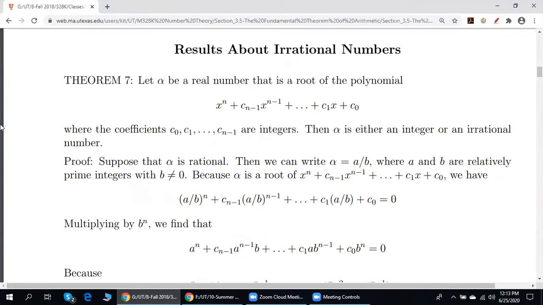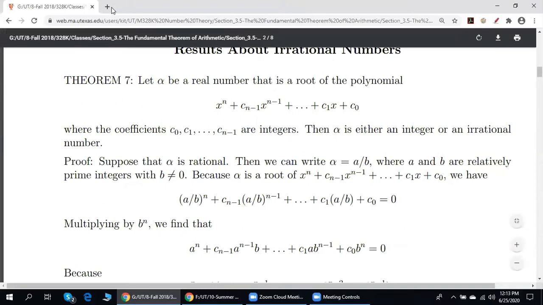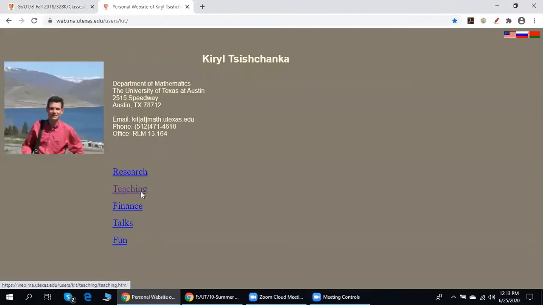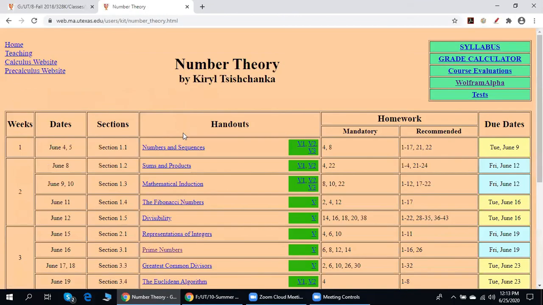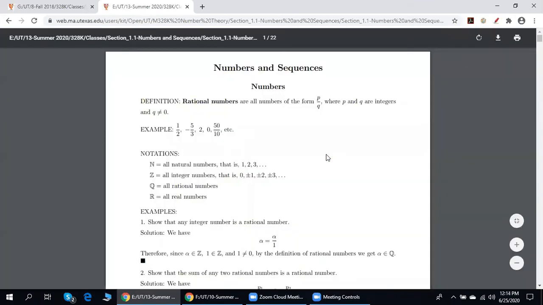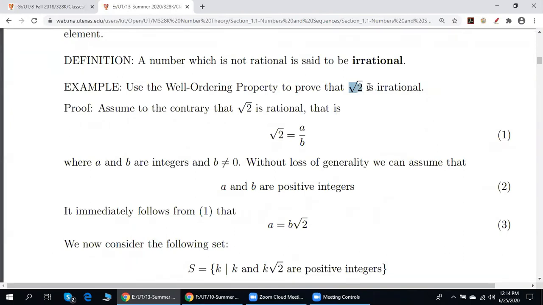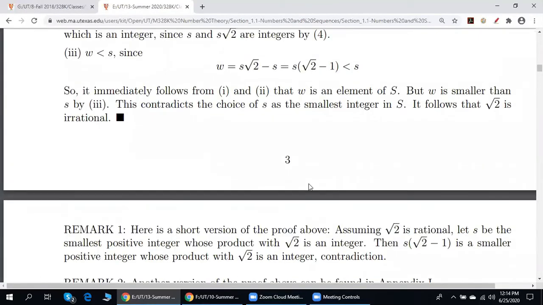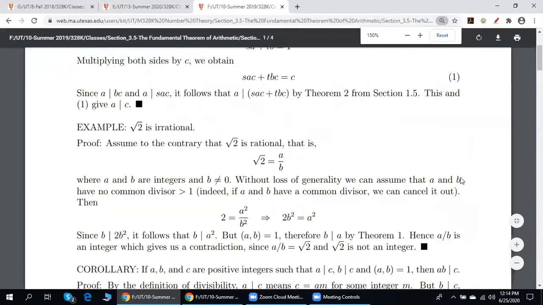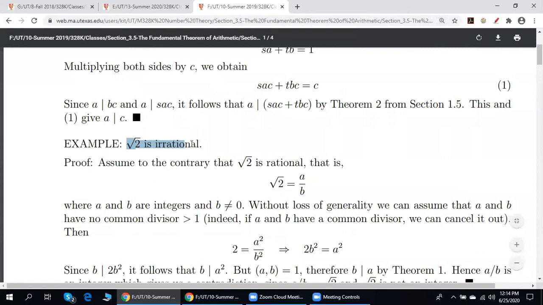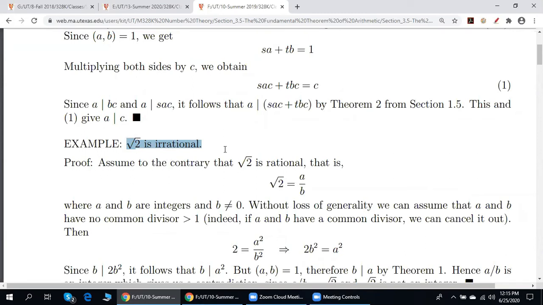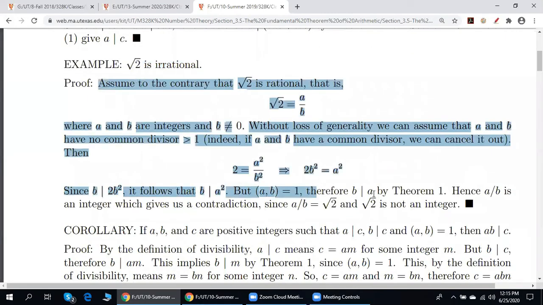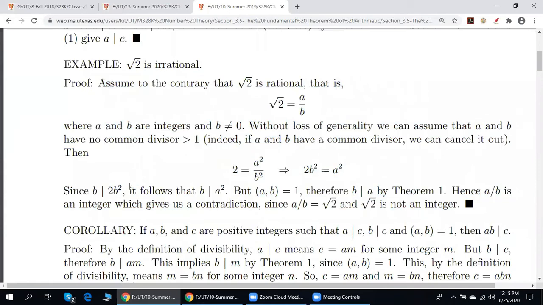Now let us talk about irrationality. Let us go back to one of our previous handouts. Over here, we proved that square root of 2 is irrational using the well-ordering property, and the proof was quite long. Then over here, we proved that square root of 2 is irrational once again, and now the proof is significantly shorter.